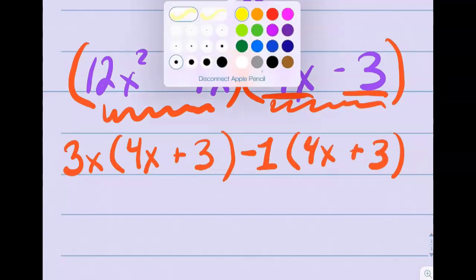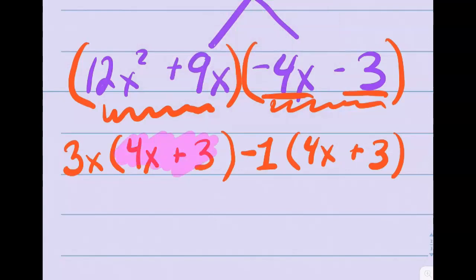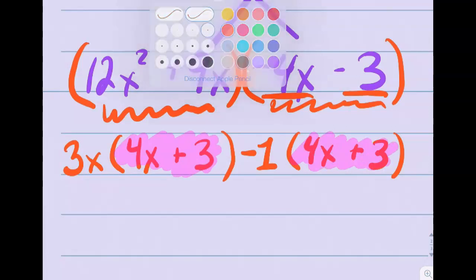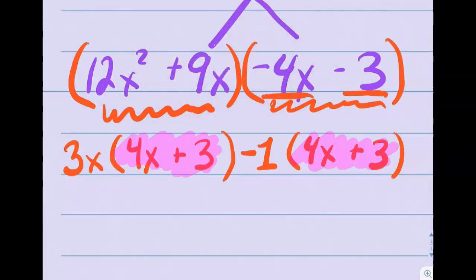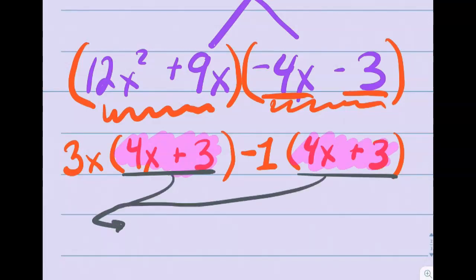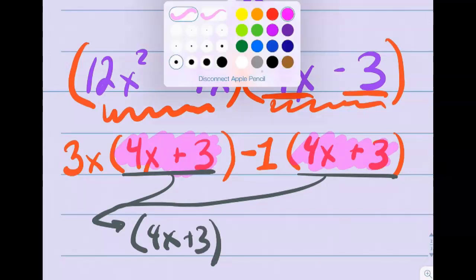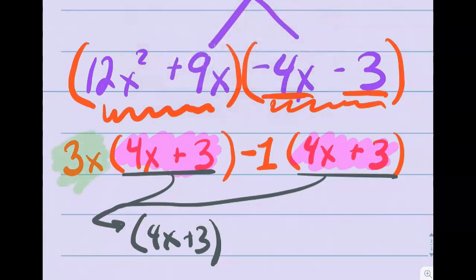Now magic happens here every single time. This one and this one will always match. That's the exciting part, and you know you did it right. So then what I do is I basically take these out and write it one time. I'm actually factoring out that 4x plus 3. And that leaves me with the leftovers, 3x minus 1. And then you're done.